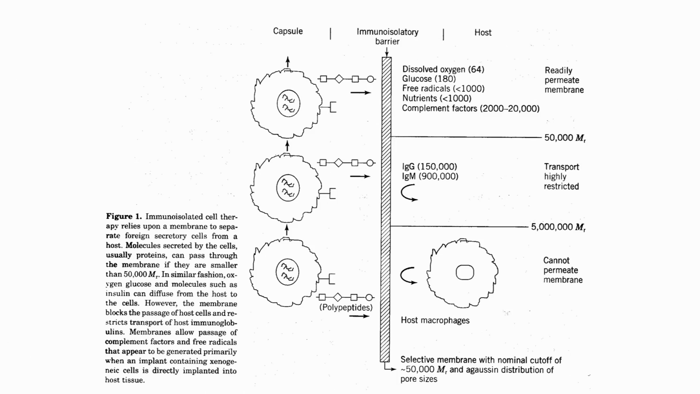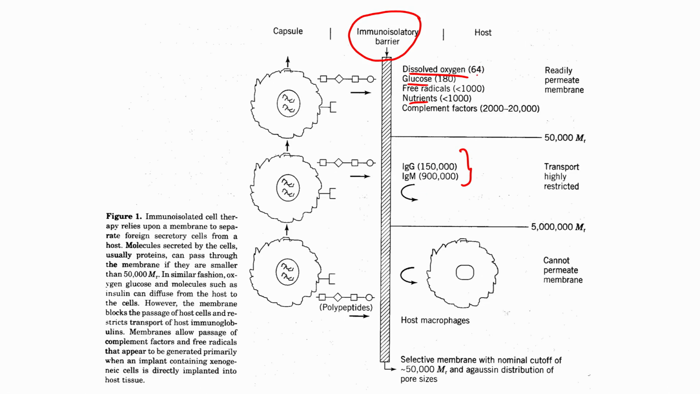Okay, so this is just a pictorial representation of what I mentioned. So, you have some kind of a barrier, it could be polymeric, it could be something else. This is a barrier that will allow, let us say, dissolved oxygen, your glucose, some free radicals, nutrients and complement factors to go through, but it will not allow your big molecules like antibodies.